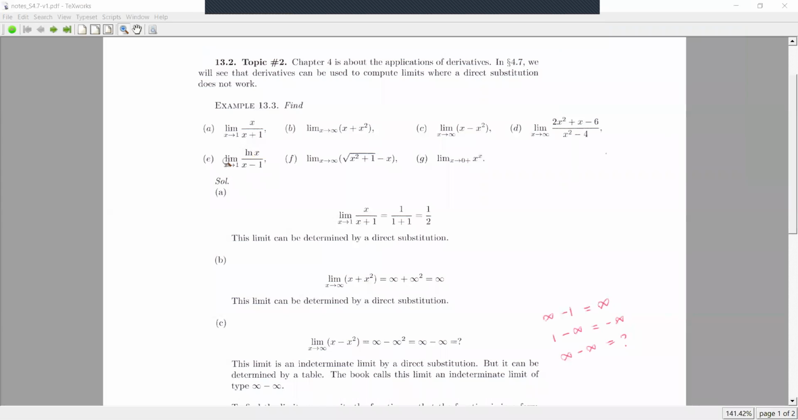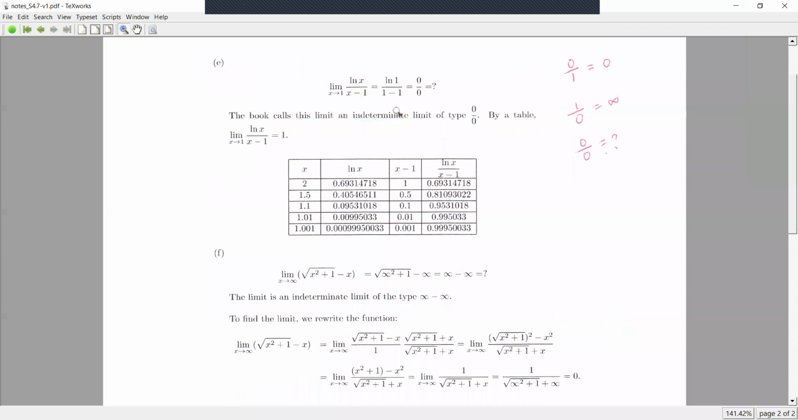Now, the limit in E. When x approaches 1, what number does natural log of x over x minus 1 approach? Direct substitution, I plug in 1 for x, then I get natural log of 1 over 1 minus 1. Natural log of 1 is 0. Now this time, I get 0 over 0. 0 over 0, I cannot determine it.